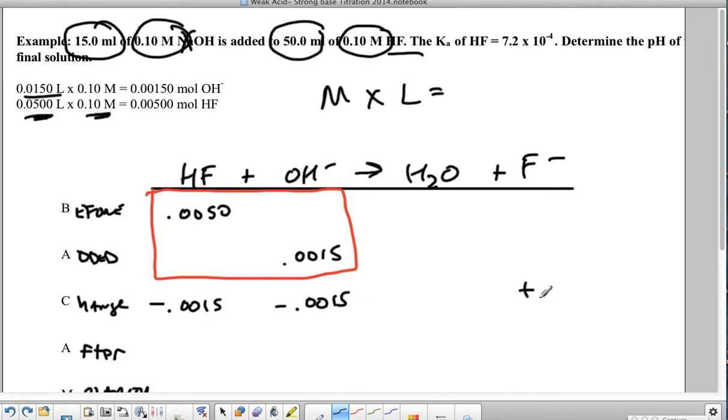minus 0.0015, plus 0.0015. Then what I'm ultimately going to get is 0 for this. This is going to be 0.005, 0.015. This is going to be 0.0035.